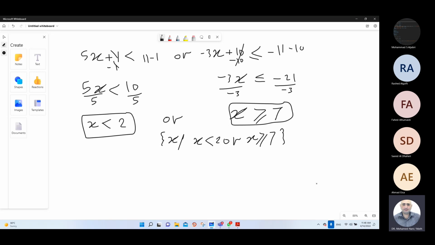Then the graph of this compound inequality. This represents 2. This is 1, this is 2. Use the open circle because we don't have equal here. And as you see here, the direction of x less than 2 is to the negative side.